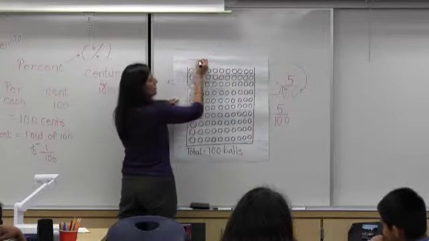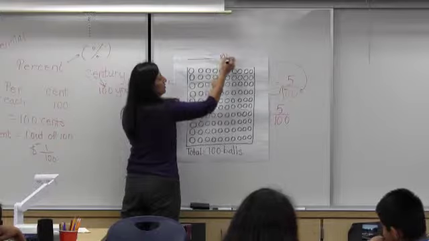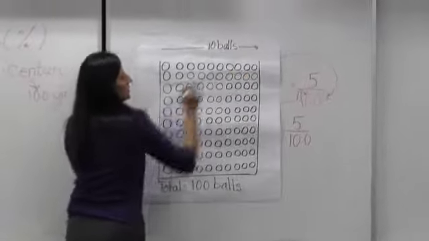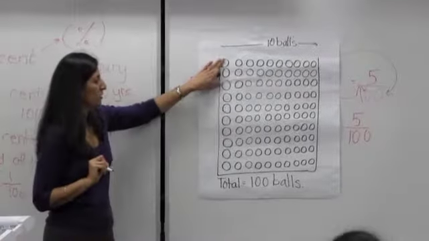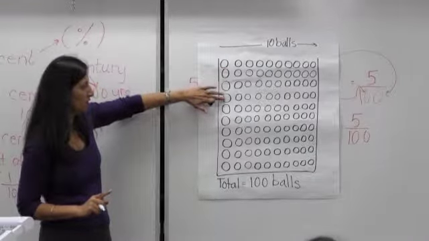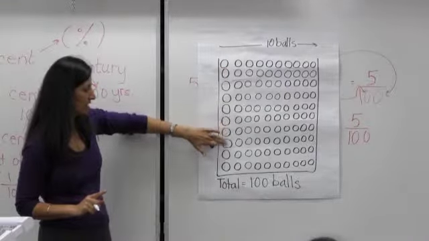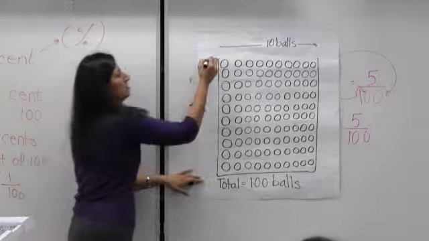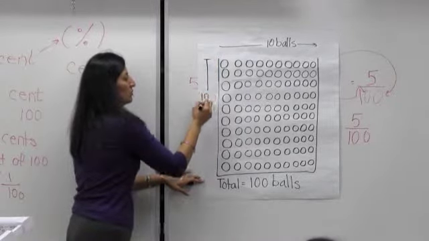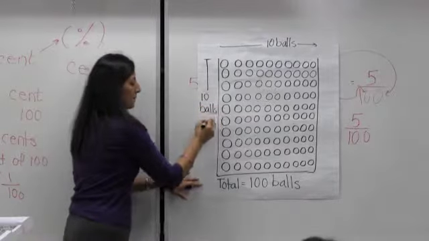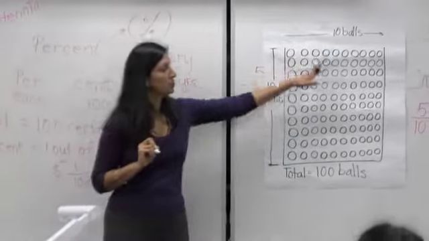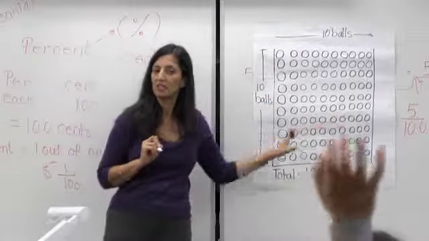So I know that from here to here, it's 10. Okay? What about on this side? If we look at it vertically, 1, 2, 3, 4, 5, 6, 7, 8, 9, 10. So from this point to this point, it's again 10. So how many do you think that would make in all inside the container?